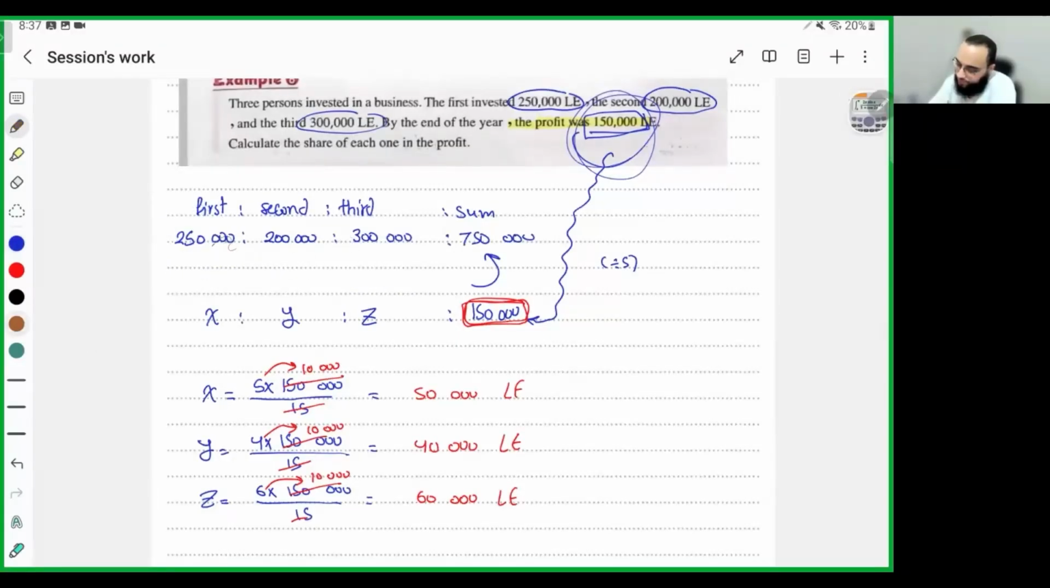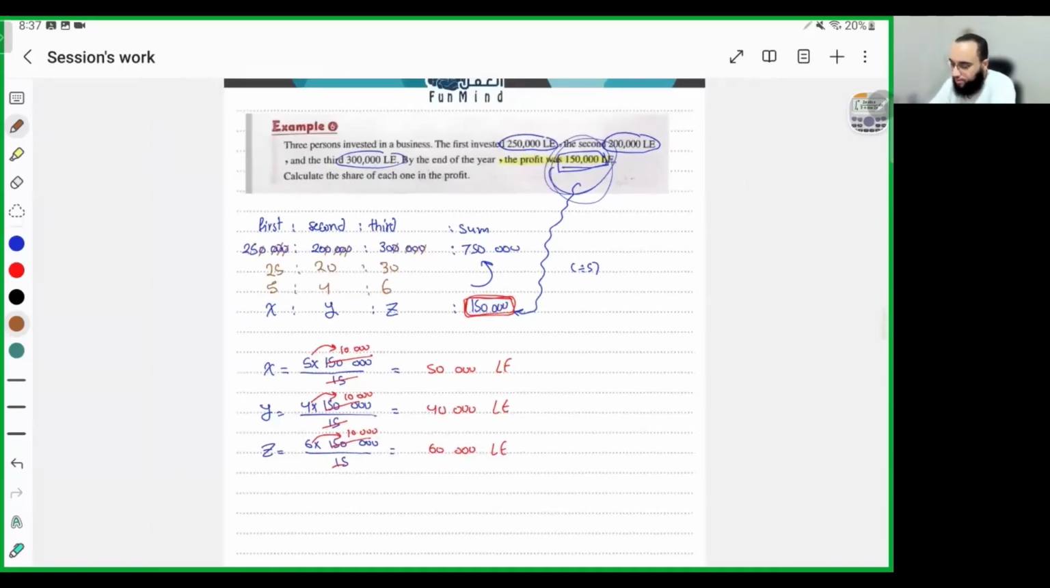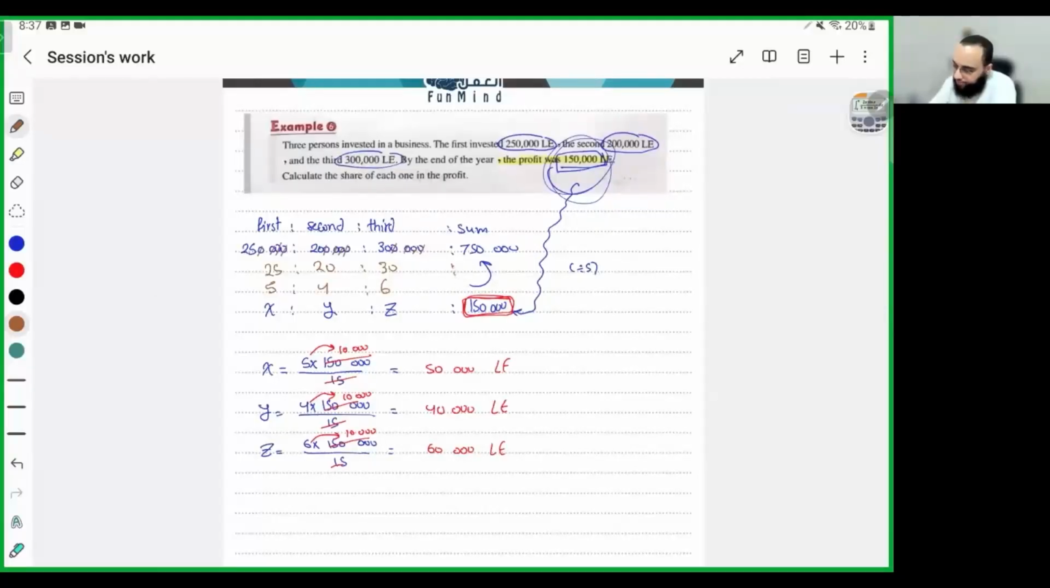Clear as water. It's 1, 2, 3, 4. It's 25 to 20 to 30. Divided by 5, it's 5 to 4 to 6. Both are correct. Right now, here it's, I think, 15. It was correct. 15, yes.